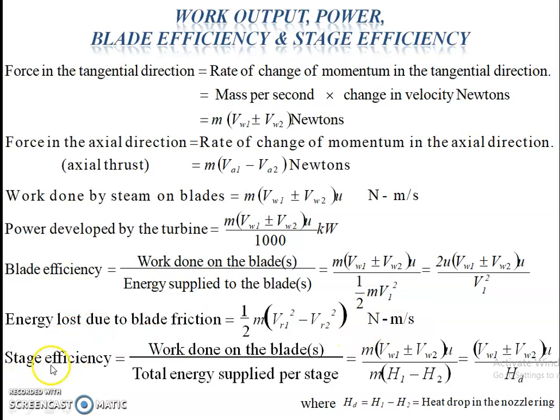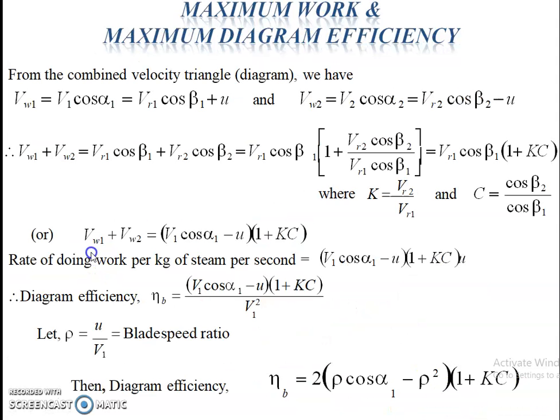Finally, the third thing is stage efficiency. It is the work done on the blade divided by the total energy supplied per stage. Work done on the blade is m into VW1 plus or minus VW2 into u, divided by the total energy supplied per stage, that is delta H. That is the enthalpy drop from inlet to outlet, m into H1 minus H2, and H suffix D is H1 minus H2, the heat drop in the nozzle.